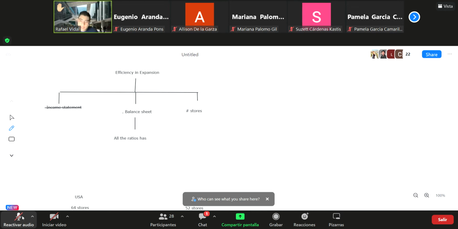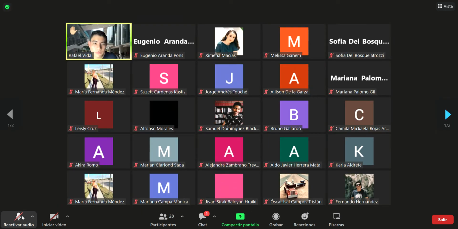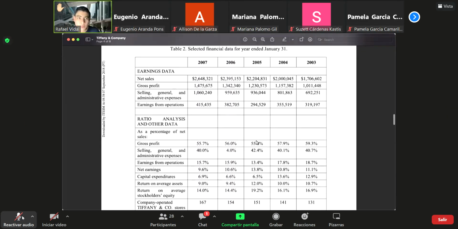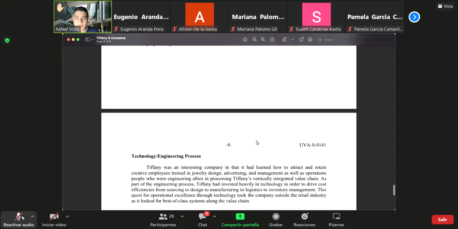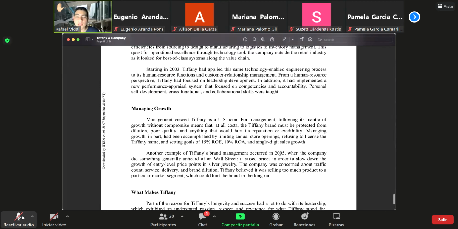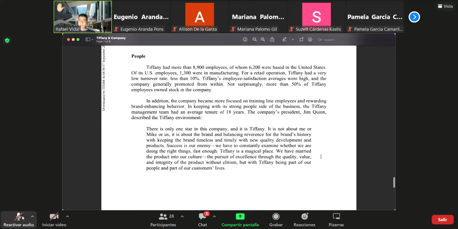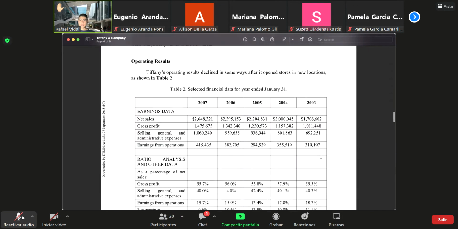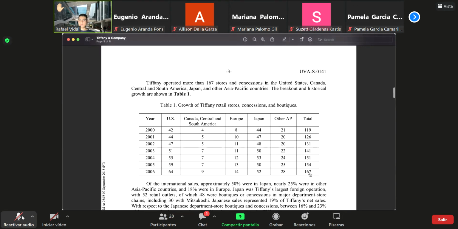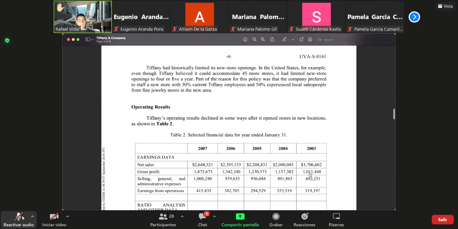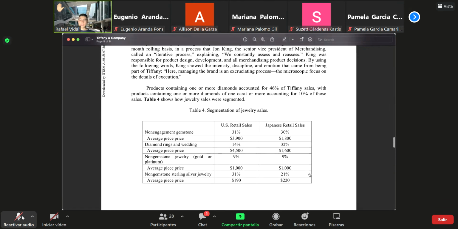So the question is, should we do this licensing to Luxottica, an eyewear company? Luxottica is going to manufacture and distribute. What Tiffany & Company is doing is just giving their name for some eyewear. So they have 5,500 outlets compared to Tiffany & Company, where they have 167.